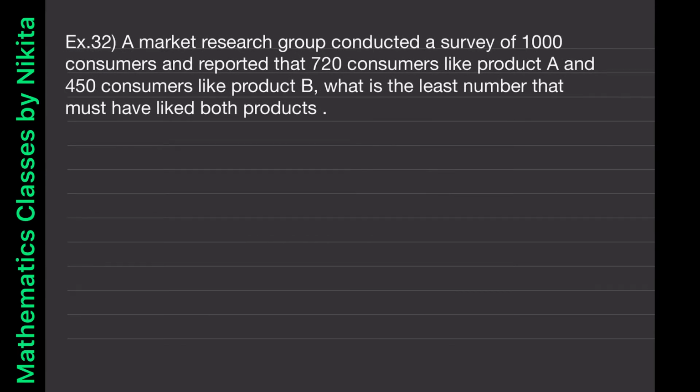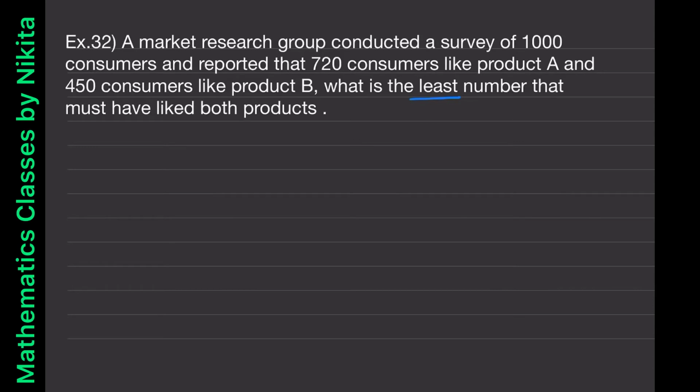Next we have example number 32. A market research group conducted a survey of 1000 consumers and reported that 720 consumers like product A and 450 consumers like product B. What is the least number that must have liked both the products? So again there is a change in this question. You have to find the least number. You don't have to find the number of people who like both the products, but you have to find what is the least number that must have liked both products.